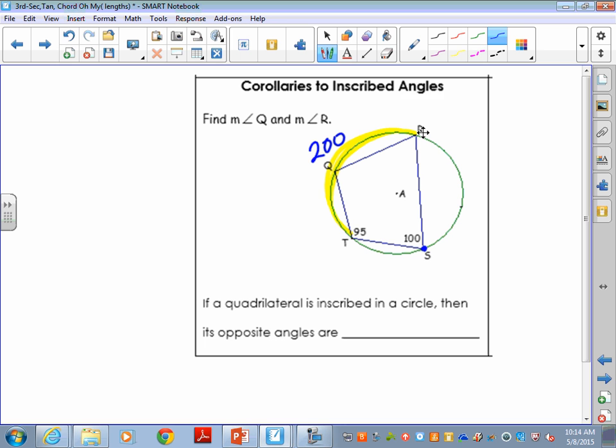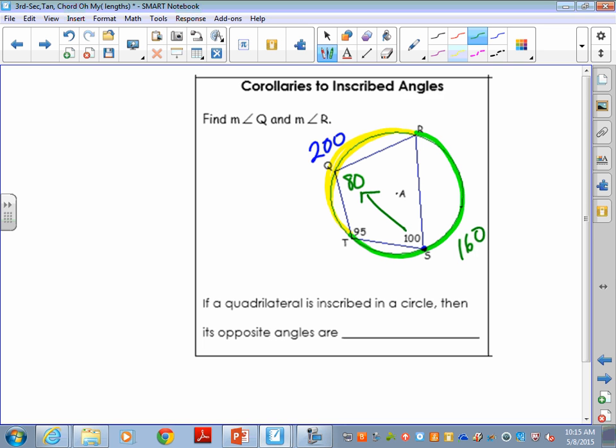All right, now, if I know that TR, that arc is 200, then the remaining arc would be 160. Yes, because the whole circle is 360. That makes sense. All right. So, yep, that makes Q 80. Because angle Q intercepts the arc TSR. Do y'all see that angle Q goes with the 160? Yeah, divide 160 by half, and then we get the 80.